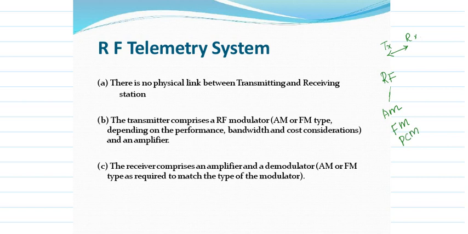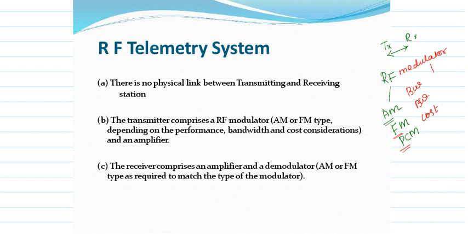There are various different types. It depends on the signal. Either you are concentrating on amplitude, or on frequency, or on position. This is one way. The other way is whatever bandwidth you are going to choose. The next one is your cost. Based on that, you have to choose the RF modulator.